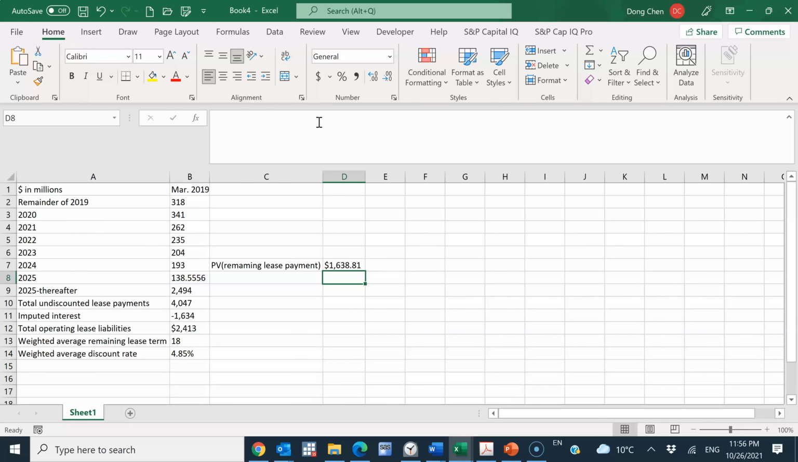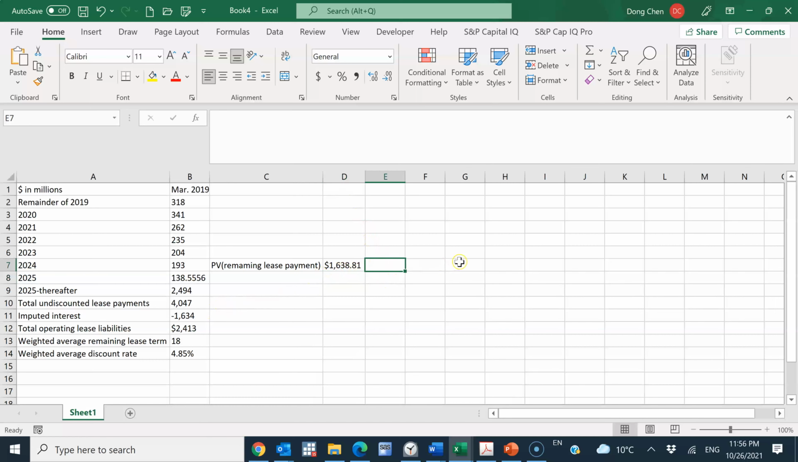So if we press enter, Excel will give us the present value of these 18 annuity payments or lease payments. But again, we need to remember that this is in terms of year 2024. So that means we still need to discount this further back to 2019 to really get the present value of these 18 lease payments.